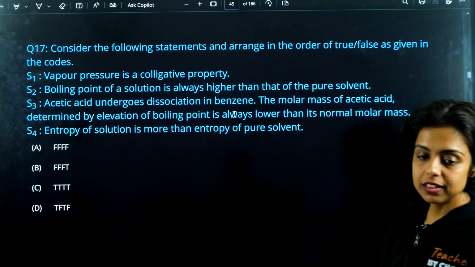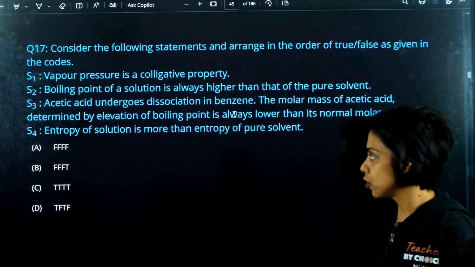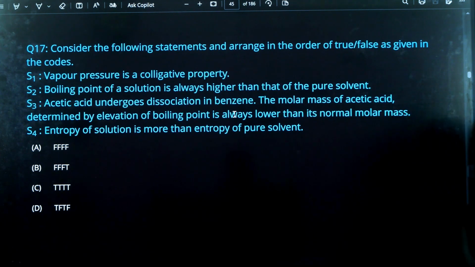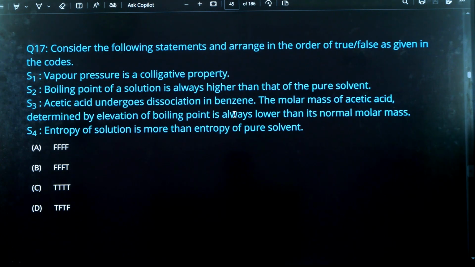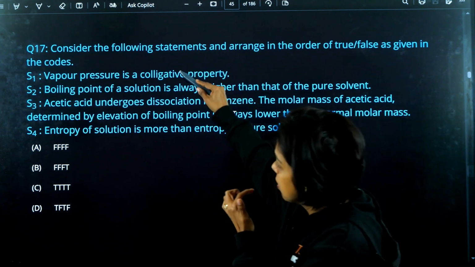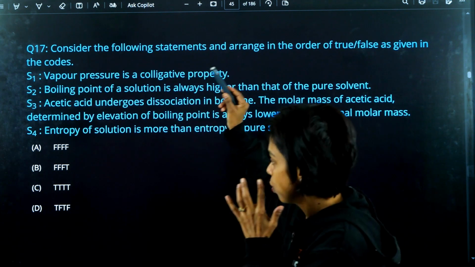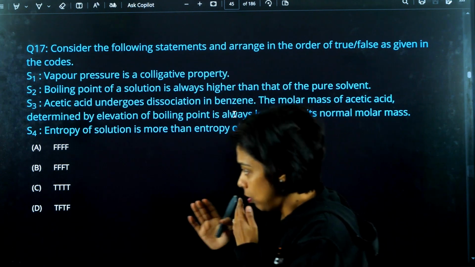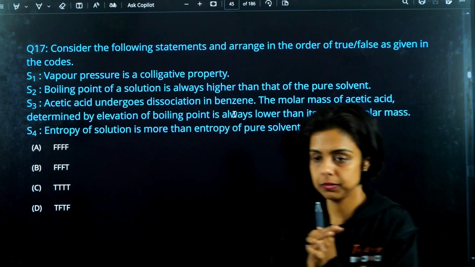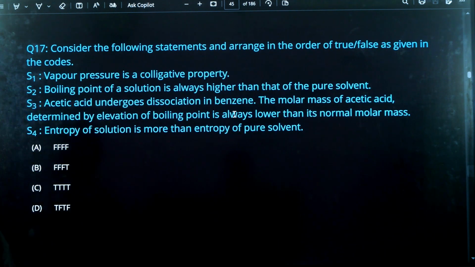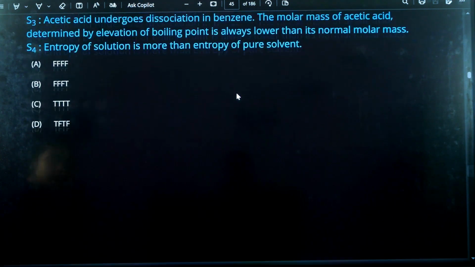Now the last but not the least, the entropy of solution is more than that of a pure solvent. Of course, this is a true statement. So for question 17, what will you mark? False, false, false, true. So what should be the answer? Of course, the answer will be B. Alright, so B is the answer.